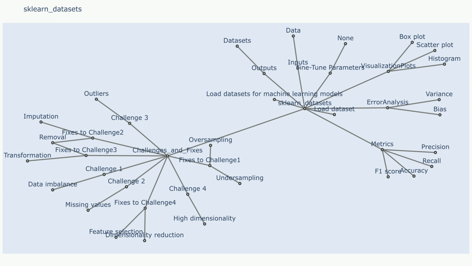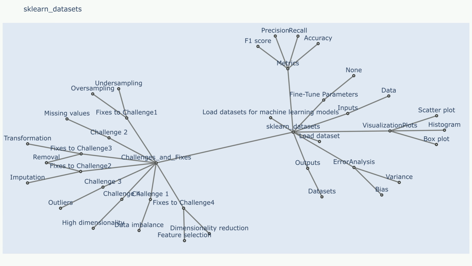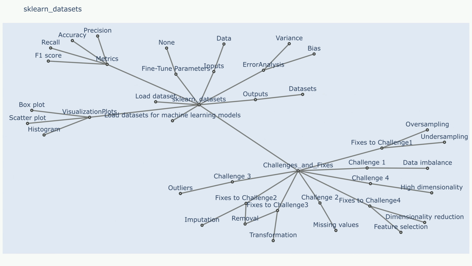Fine-tune parameters. Parameter 1. Explain in detail. The datasets themselves generally don't have tunable parameters. The parameters that need tuning are associated with the machine learning models trained on these datasets. Parameter 2. Explain in detail. For example, in a support vector machine (SVM) model, parameters like C (regularization parameter) and gamma (kernel coefficient) can be tuned to improve model performance.